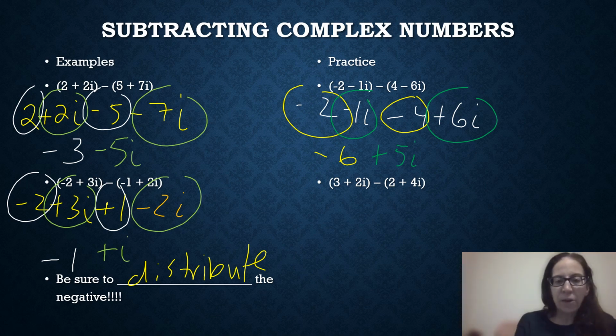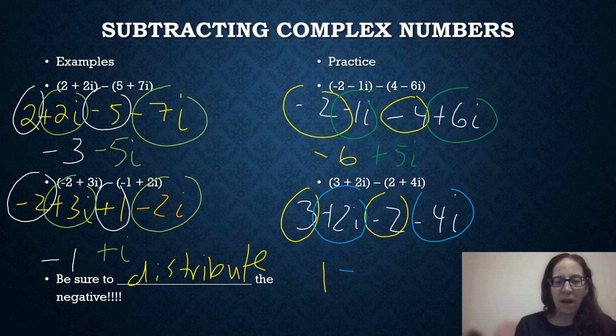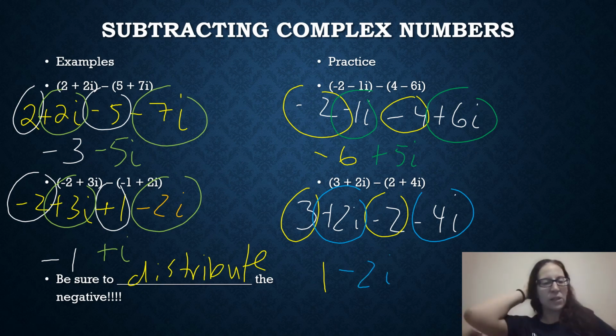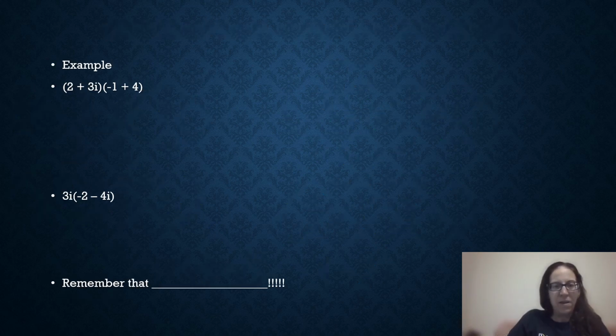On the last one here, we have 3 plus 2i minus 2 minus 4i. Again, make sure that that subtraction is going with everything. And then 3 minus 2 is 1. And 2i minus 4i is negative 2i. So 1 minus 2i on the subtraction.